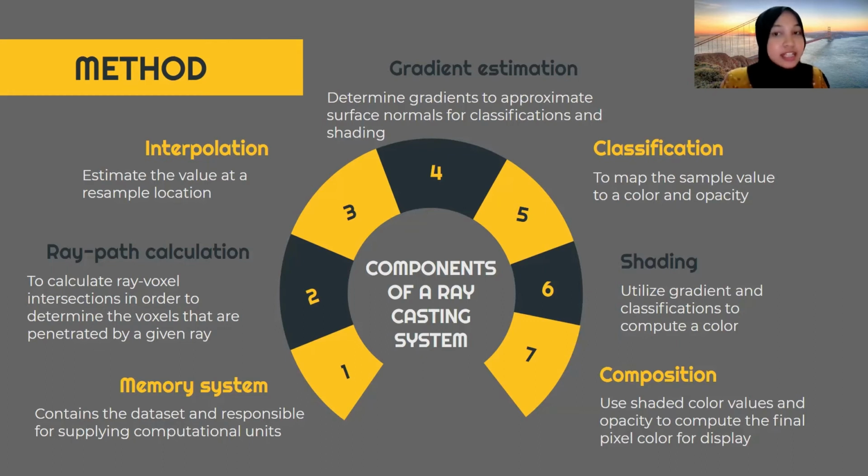Next will be the classification in order to map the sample value to a color and also opacity. By using this classification, there also will be shading in this component. It will fully utilize the gradient and classification to compute the color. And then the final component will be the composition that will use the shaded color values and also the opacity in order to compute the final pixel color to display.